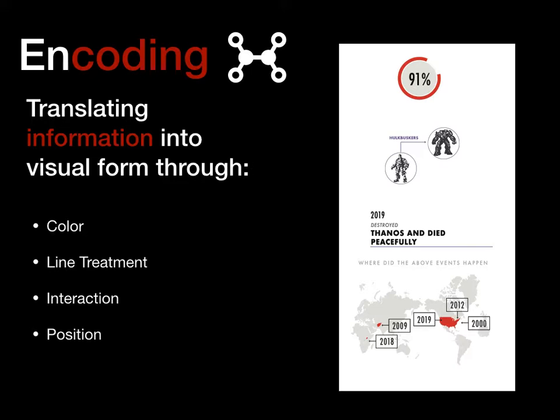In the encoding part, I am showing 3 special encoding I have from my work, which are about the color, line treatment, interaction, position. I'm going to explain how I translate information into visual from the 4 particular ways.